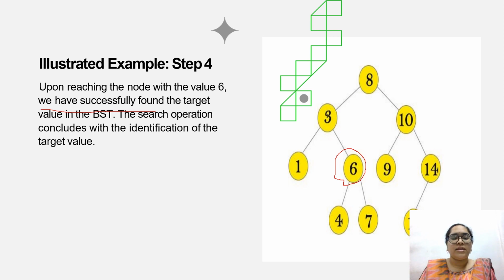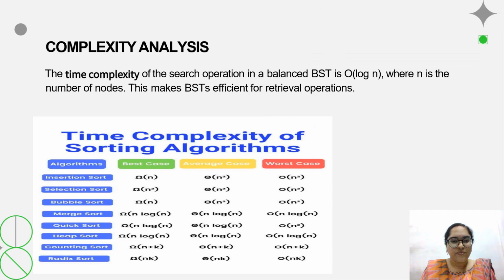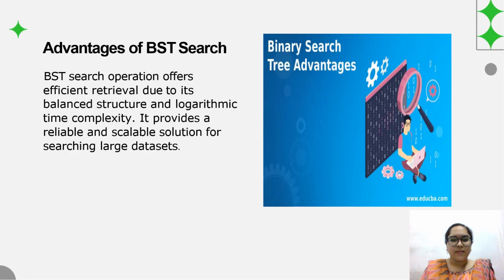Now let us look at some other aspects of the binary search tree, that is time complexity. The time complexity of a binary search tree is big O of log n, where n is the number of nodes. Here I have given a little information about the best case, average case, and worst case. So we have big O of log n as the time complexity.